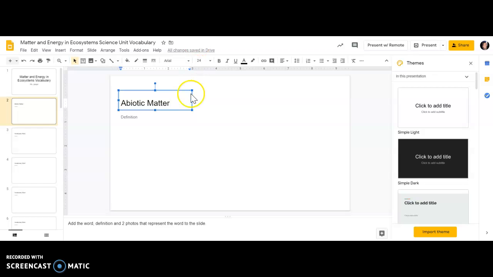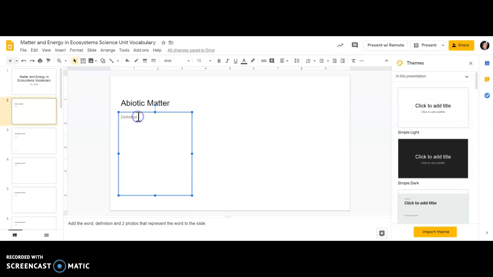So that's important. In my definition, I'm going to delete where it says definition, and I'm going to type the definition. So this is matter.